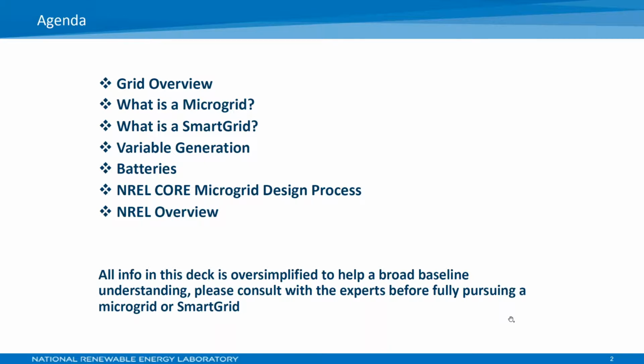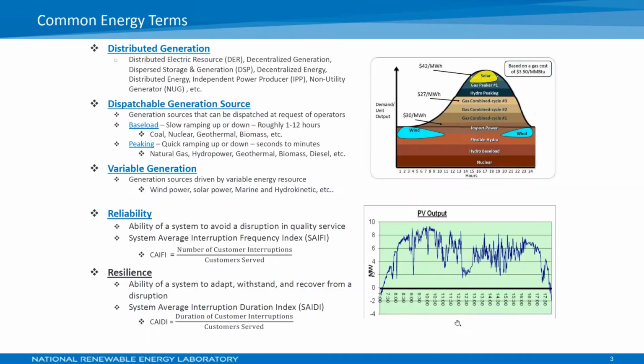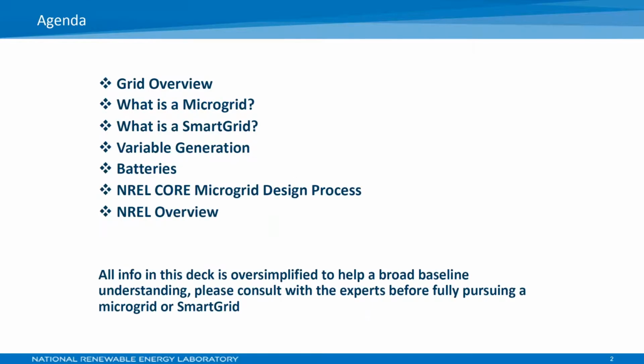provide additional information. So what I'll step through today is just a high-level overview of the electric grid. What is a microgrid? What is a smart grid? Variable generation, batteries, and then there's an NREL, Continuously Optimized Resilient Energy, microgrid design process, which is useful and provides a little bit more context. And it's a formally published document. Unlike that, this is largely a discussion that we can drive the conversation with today. Next slide, please.